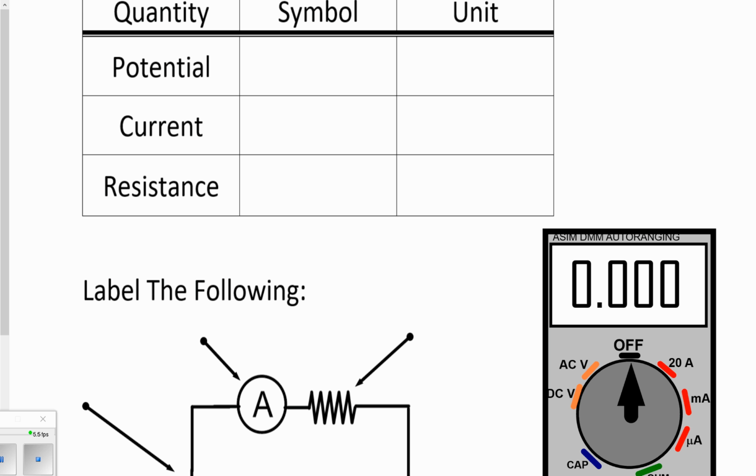So let's take a second and do a little summary here. All right, so our three fundamental things that we need to be looking at. Potential: the symbol that we actually use for potential is a capital letter V, and the unit is also V. So it's actually measured in volts. Current, on the other hand: the symbol that we use for current is the letter I, and the unit for current is the amp. And remember, an amp is nothing but a coulomb per second of charge.